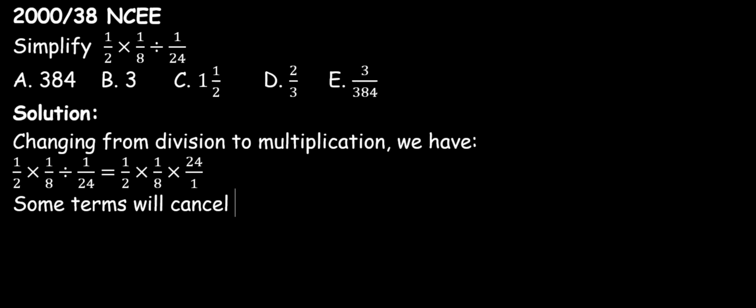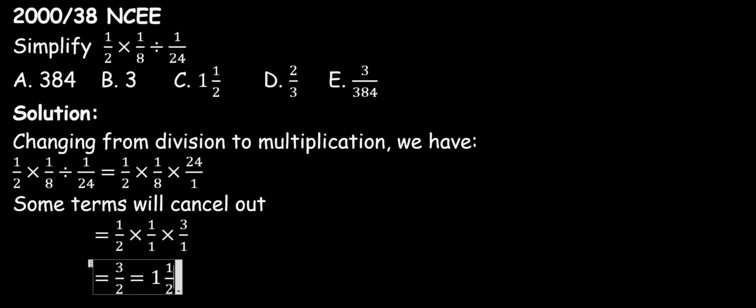Some terms we cancel out. The result will be 1 over 2 times 1 over 1 times 3 over 1. What happened there? 8 we cancel out with 24. 8 divided by 24 gives you 3. 8 divided by 8 gives you 1. And multiplying the numerators and the denominators out, our result will become 3 over 2, which is the same as 1 whole number, 1 over 2.